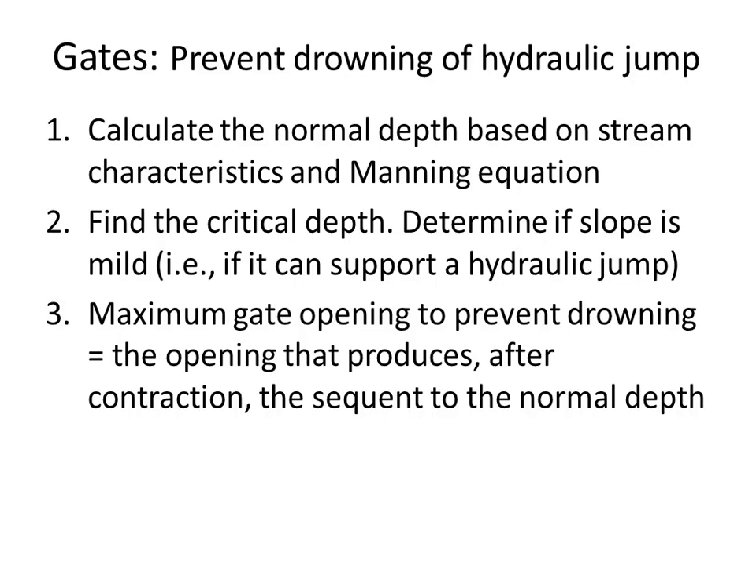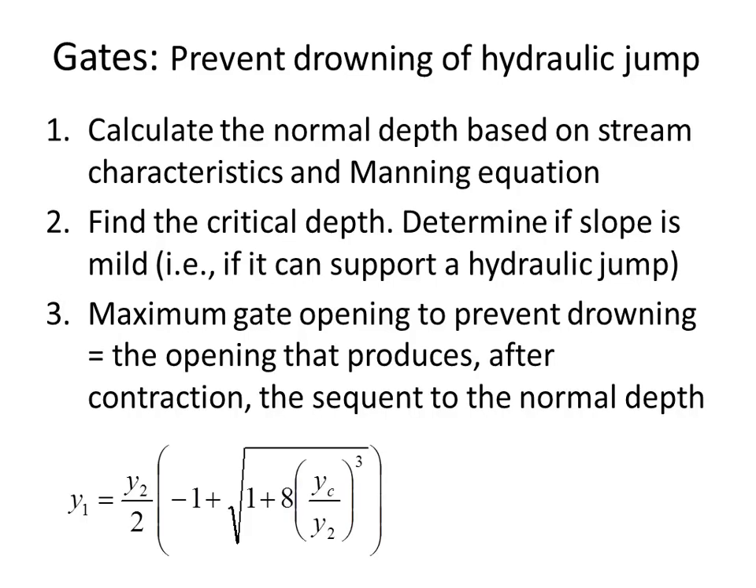The next part is finding the maximum gate opening. That's going to be the opening that is equal to the sequent of the normal depth. And if it's open any wider than that, then the hydraulic jump is going to approach the gate, and the jump will drown the gate. If it's open smaller than that, then it'll run away from the gate. And so this maximum gate opening that prevents drowning is what we previously referred to as the ideal hydraulic jump, where the hydraulic jump capacity curve is right on top of the tailwater capacity curve.